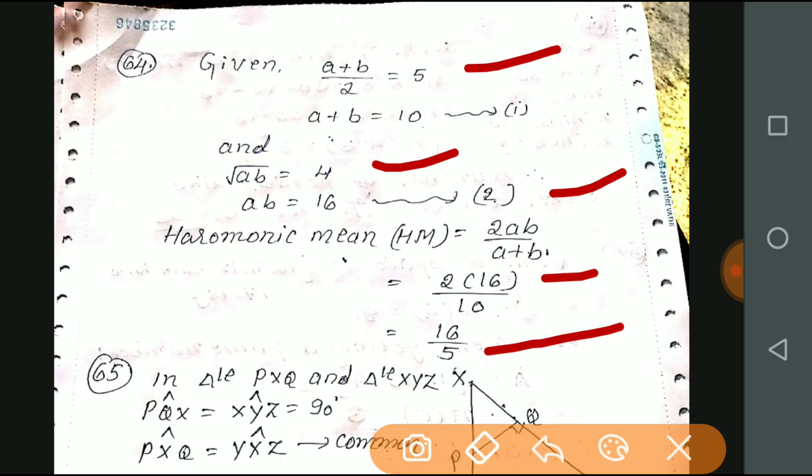Therefore the harmonic mean HM is found to be 16 by 5.